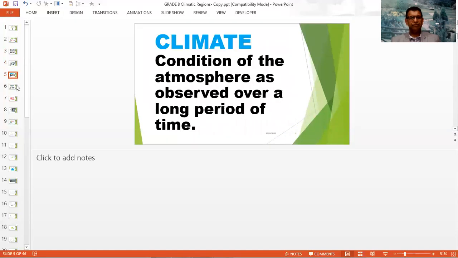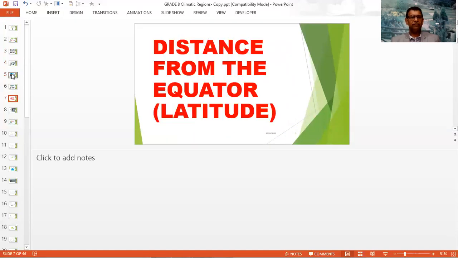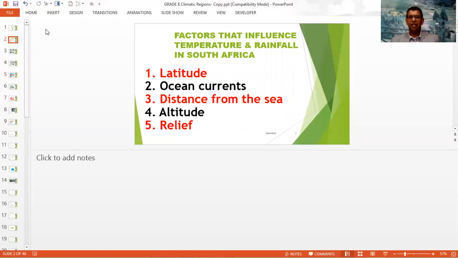Now, when we speak of why certain areas experience differences in temperature and rainfall, then we have to speak of these 5 factors. These 5 factors are responsible for the differences in temperature and rainfall in different parts of the world. But of course, our focus is going to be in South Africa.